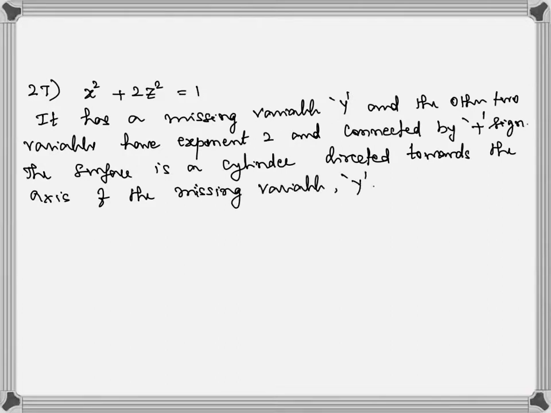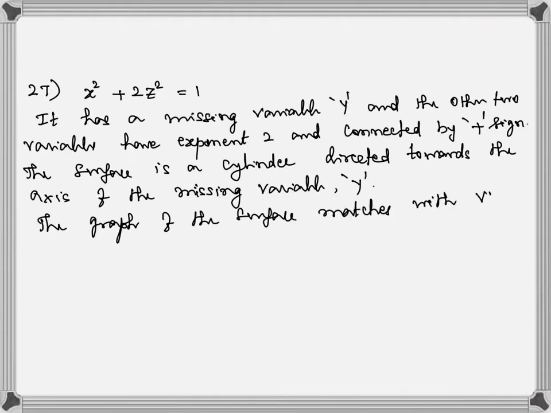Or the rulings are parallel to the y-axis. Usually the rulings of the cylinder are parallel to the axis of the missing variable, which is y here. So the rulings of the cylinder are parallel to the y-axis. So the graph of the surface in this case matches with figure 8.